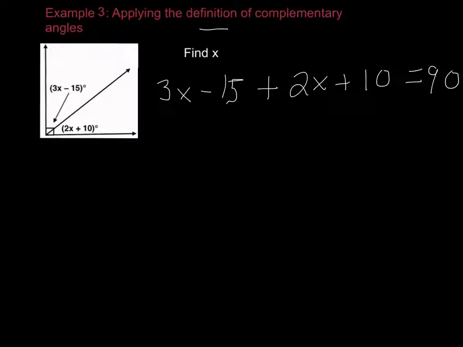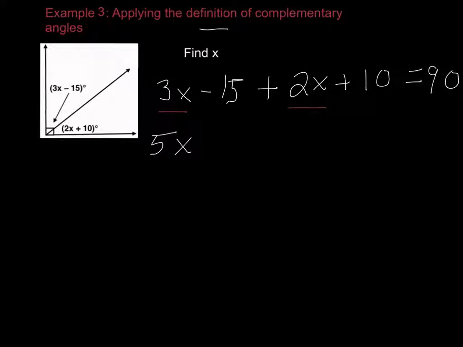Now, they use parentheses in the diagram just because of the degree symbol on the outside, but we don't really need them for the algebra that we're going to do here. So we do want to next combine our like terms. I always start with our variable terms. So 3x plus 2x gives us 5x.